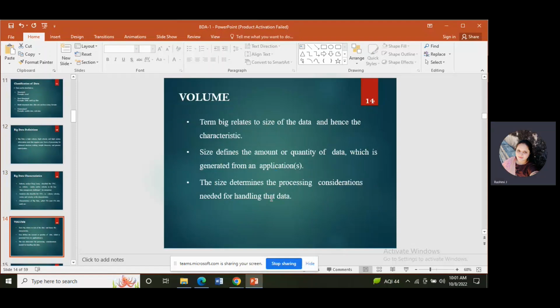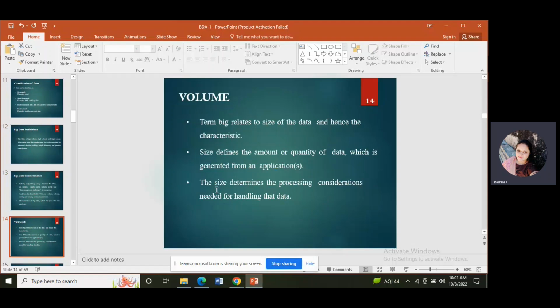The term big in big data, what does the term big represent? Size. So the volume is the term big relating to the size of the data, and it is also one of the characteristics. In big data, the word big represents the size of the data, and the size defines the amount or quantity of data which is generated from applications. What is meant by the size? It is the volume, amount or quantity of data.